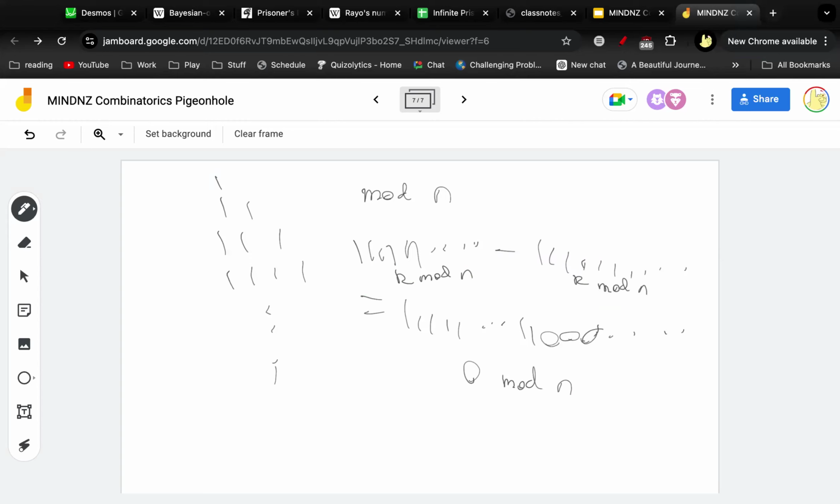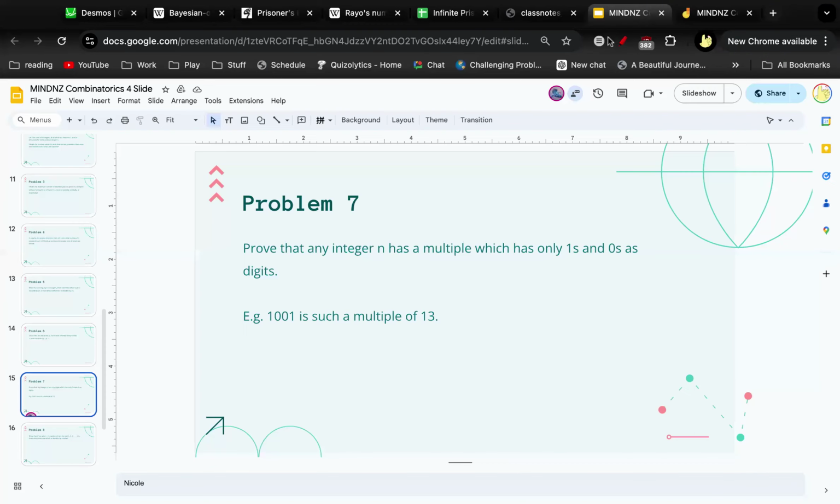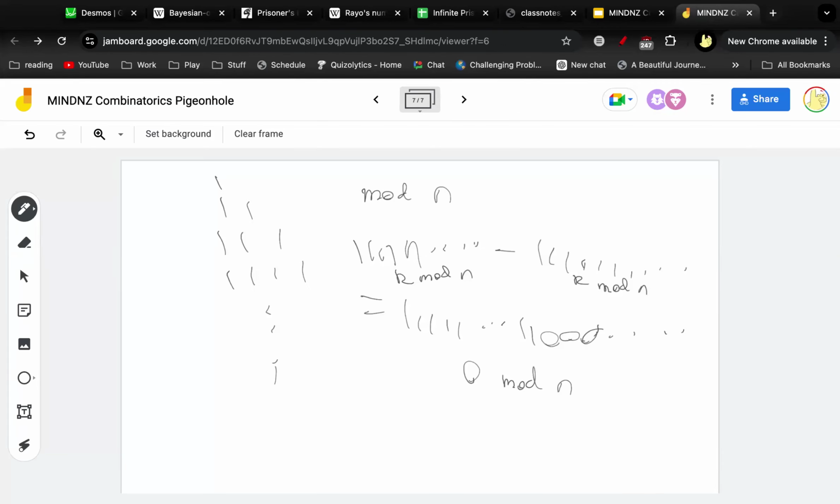Let's do the next problem, problem 8 now. Something of interest for the past few problems is that when you're dealing with number theory or integer divisibility problems, it's good to make numbers your pigeons and to make residues modulo n your pigeonholes.